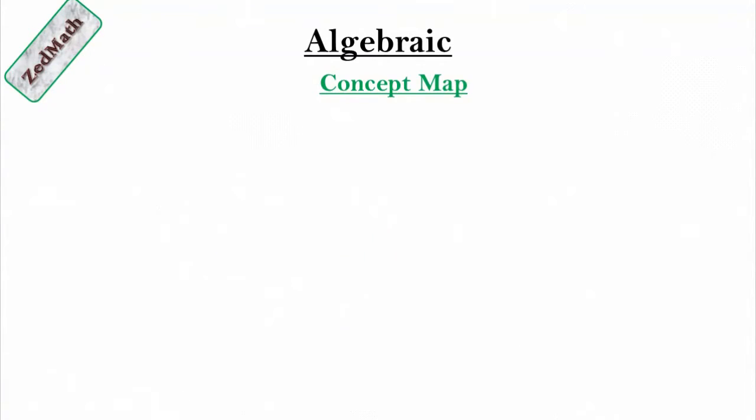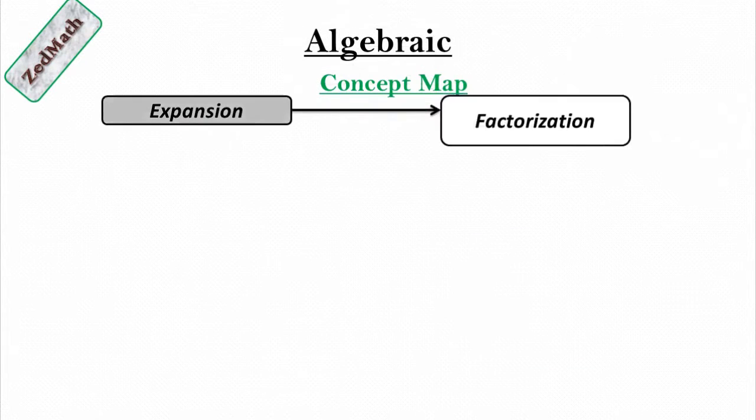So let's take a look at the concept map. We'll start with expansion. We're going to know how to expand algebraic expressions. Once we are done, we're going to visit factorization. We're going to know how to factor algebraic expressions. When we get done with factorization, we should be able to see that expansion and factorization are kind of opposite processes. That is, given a term that is in its expanded form, it can be factorized, and given a term that is in its factored form, it can be expanded. So expansion and factorization are kind of opposite processes.